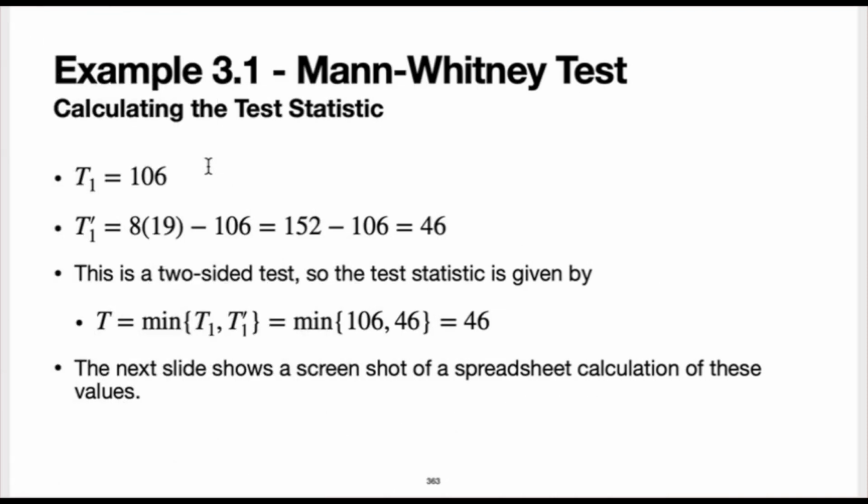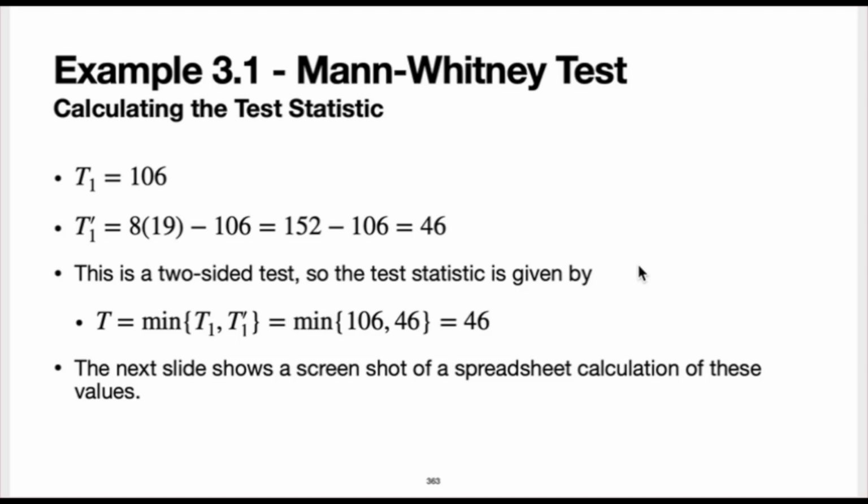To calculate the test statistic, we need to calculate T1, the rank sum for sample 1. We also need to calculate the conjugate of T1, so T1 prime. And the calculations are given here. I'll show you how we get these in a second. But T1, the rank sum for sample 1, is 106. To get the conjugate, we take N1 times the sum N1 plus N2 plus 1. So that's 19. So 8 times 19, and then we subtract off the value for T1. 8 times 19 is 152. We subtract off the 106. And so the conjugate to T1, T1 prime, is 46.